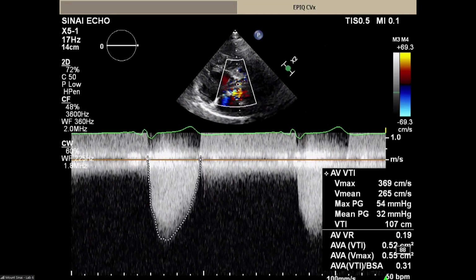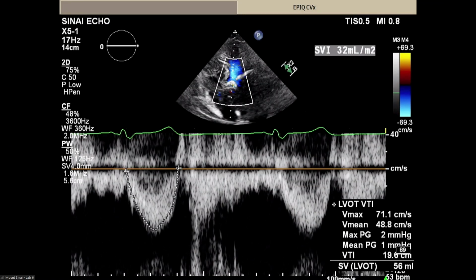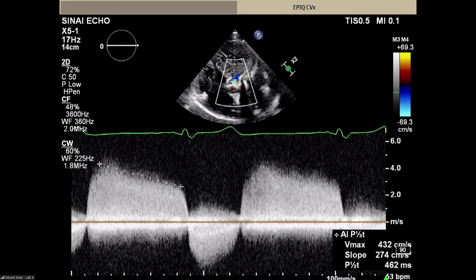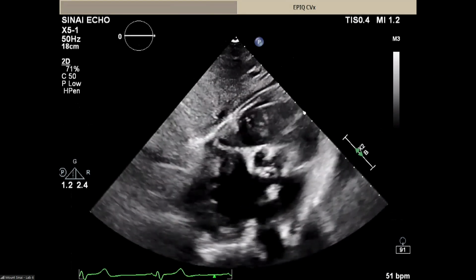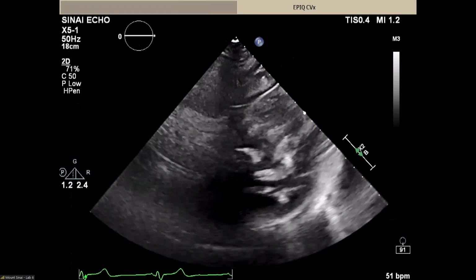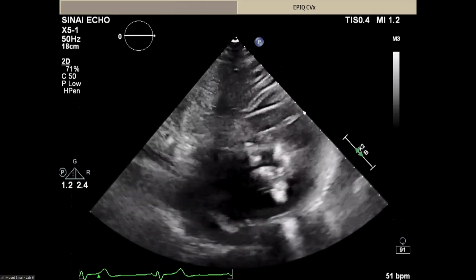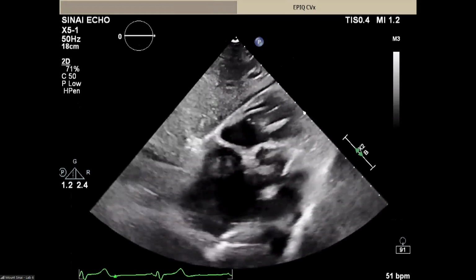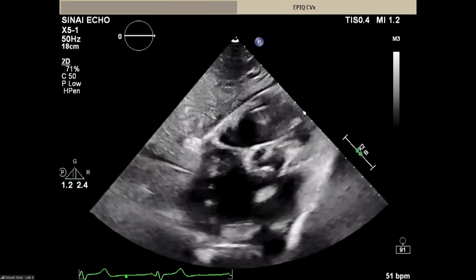And these are the gradients: max gradient of 54, mean gradient 32, aortic valve area 0.5 centimeters squared, critical aortic stenosis. The SVI is 32, so it is low flow, low gradient aortic stenosis. The pressure half time is measured for the aortic regurgitation. And this subcostal view is to appreciate, again, no pericardial effusion, and also the interatrial septum, which is difficult to see because of the significant calcium in the LVOT. Dr. Sharma, back to you. Perfect. Well, let's go back to the slides now.